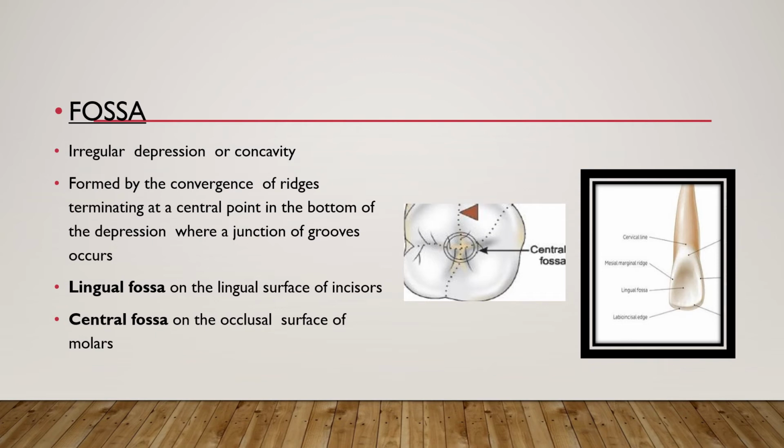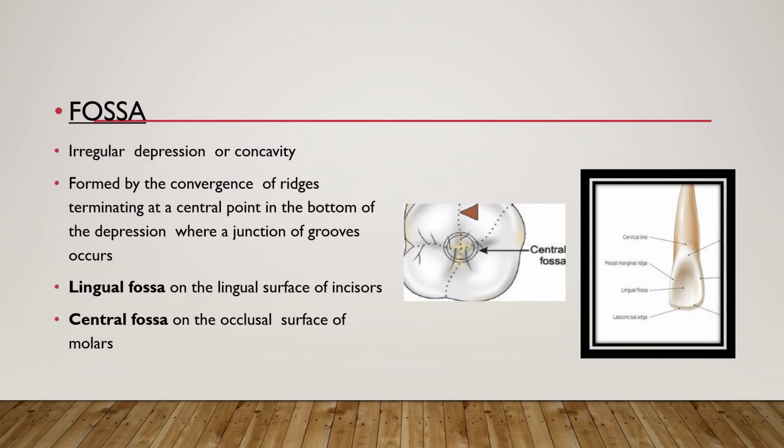It is formed by the convergence of ridges. All the ridges that are present converge and terminate at the central point where the junction of grooves occurs on the occlusal surface of the posterior teeth. So this is how the central fossa is formed.